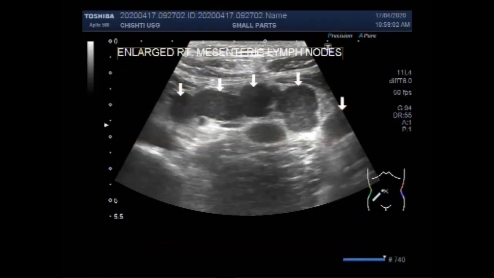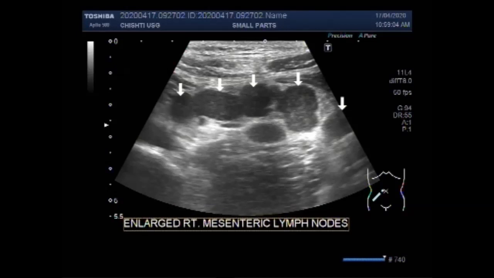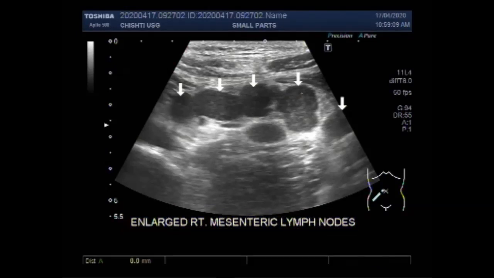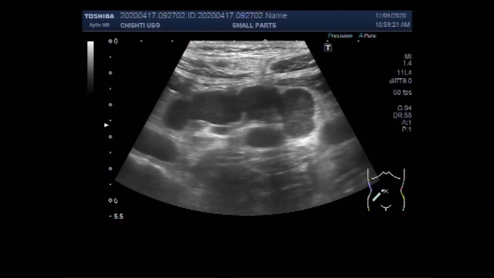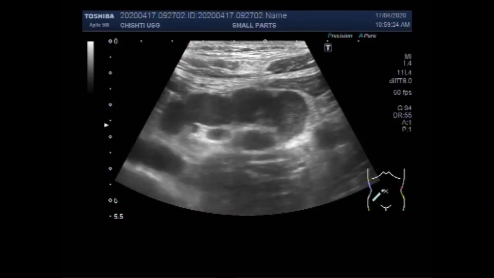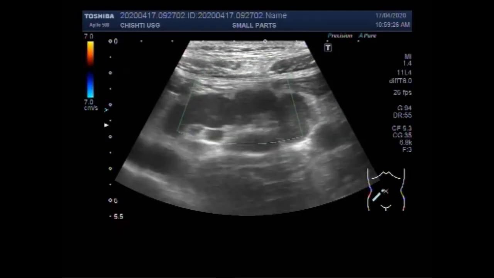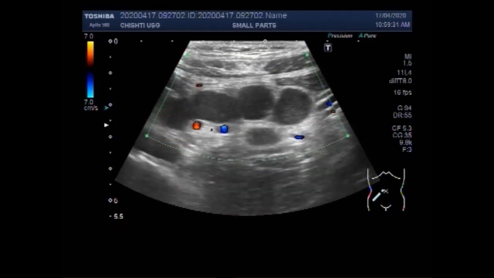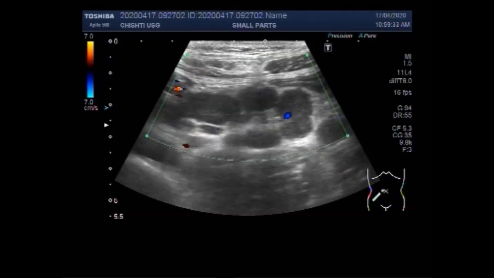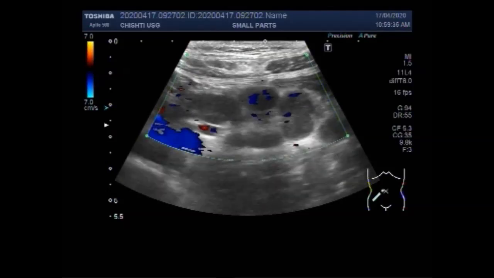Now you can see the enlarged mesenteric lymph nodes. And the maximum enlargement of the lymph node measures about 15.6 by 15.5 millimeter. In underdeveloped countries, TB of intestine is also an important cause of these enlarged lymph nodes.